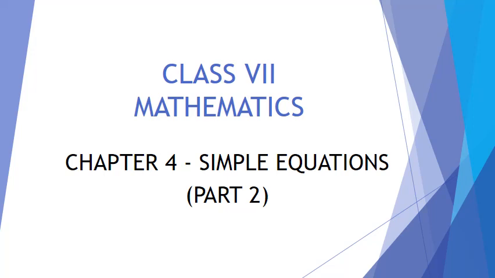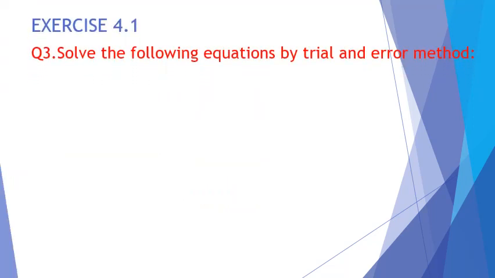Here we are discussing simple equations with one variable, and we have solved exercise 4.1 question number 1 and 2. Today we continue with the remaining sums of exercise 4.1. Let's move to the next question. Question number 3. Solve the following equations by trial and error method.